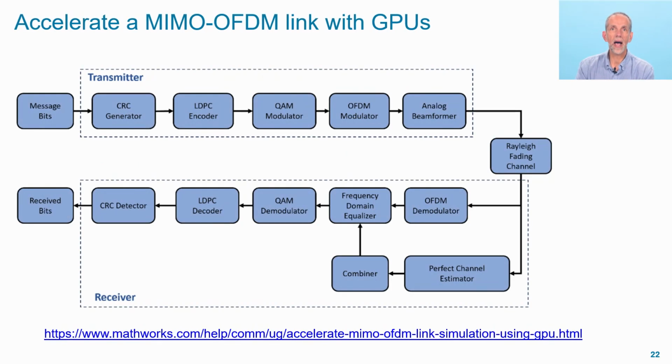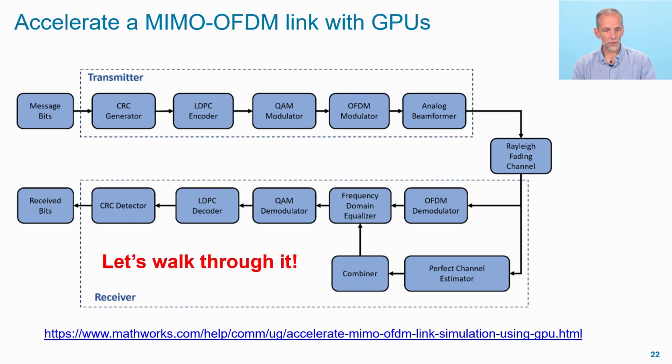And here you see a block diagram representing an example that is shipping today in Communications Toolbox that simulates that entire link, virtually all on the GPU. So on the transmit side, you've got some CRC, more LDPC encoding because that is typically a long pole in the tent, modulation at both single carrier for QAM and then multi-carrier for OFDM, some beamforming, which is actually very simple, it's just a matrix multiply, a Rayleigh fading channel, and then undoing on the receive end everything that was done on the transmit end. The link at the bottom shows how you can access that example. So let's walk through it.